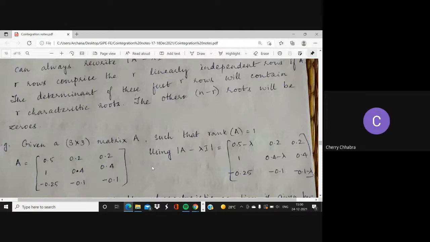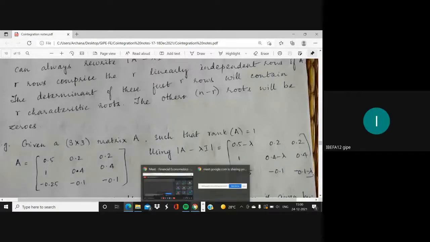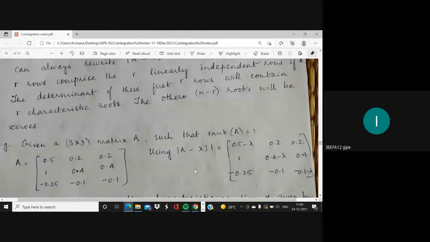Yes, that's correct. But how many characteristic roots are there for this equation? Since it's a 3 by 3 matrix, there will be three characteristic roots. Three characteristic roots, correct. Okay, so you're saying at least one characteristic root will have some positive value. That's what you're saying.